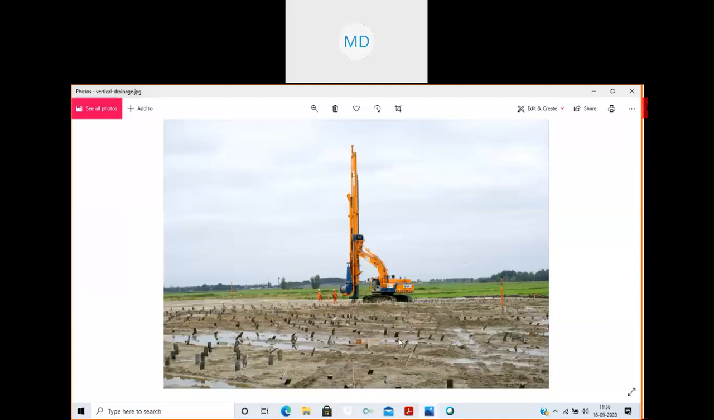If we need the work to be at a faster rate, we can put some surcharge load or the preload above this in the field so that the work is accelerated.